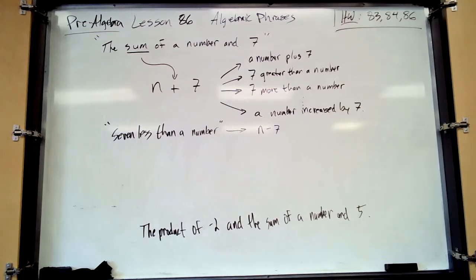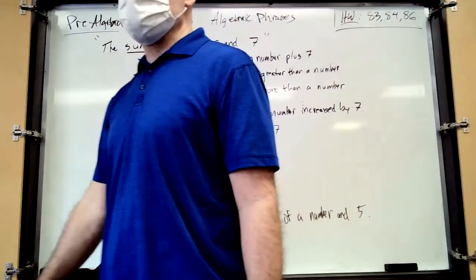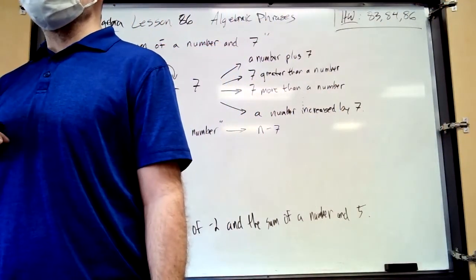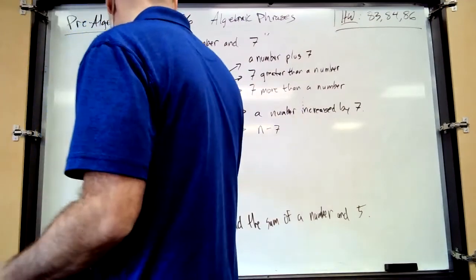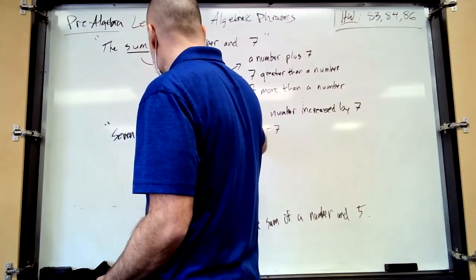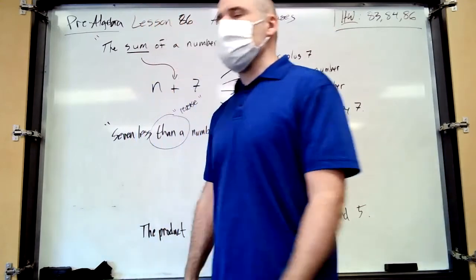What's 2 less than 10? 8. Now, did you subtract 2 minus 10? Yeah. But I said 2 less than 10. So this "less than," and I want you to write this down, is like a reverse.